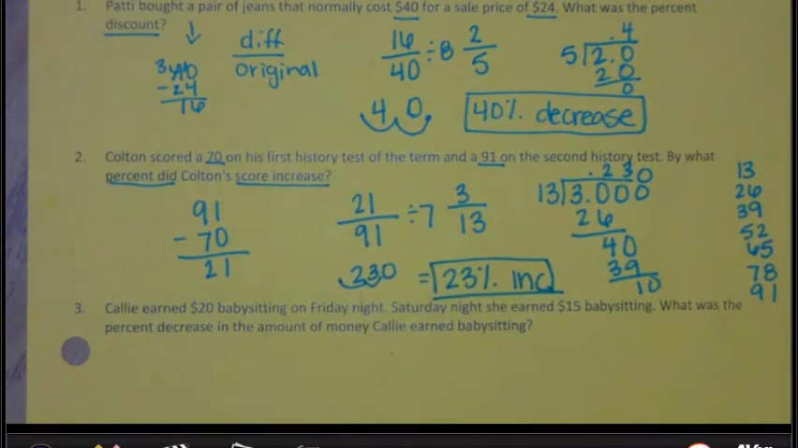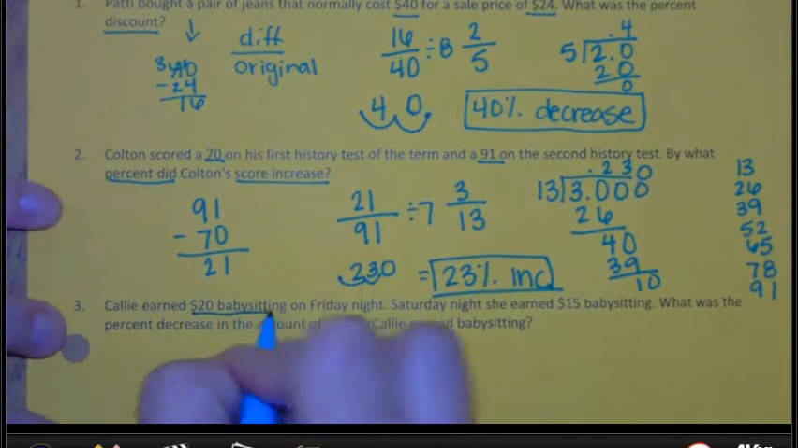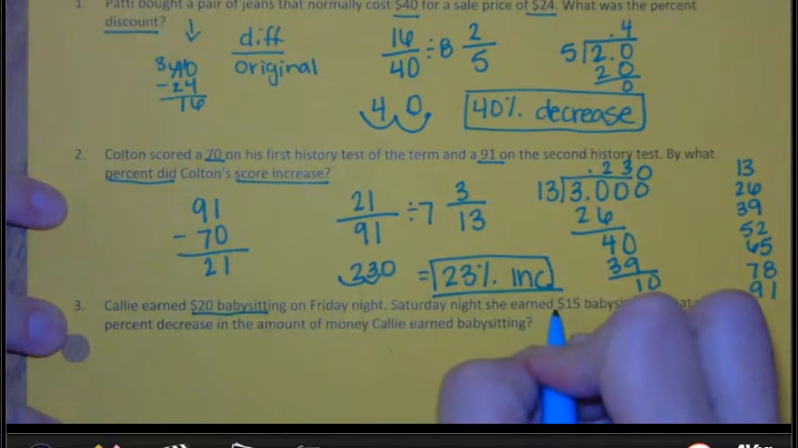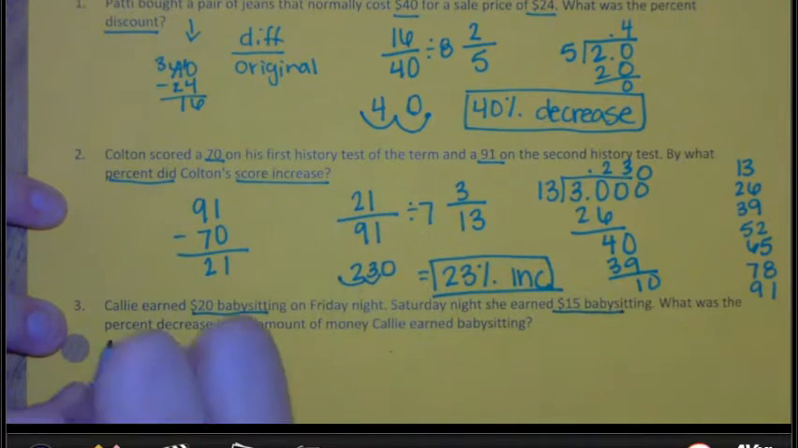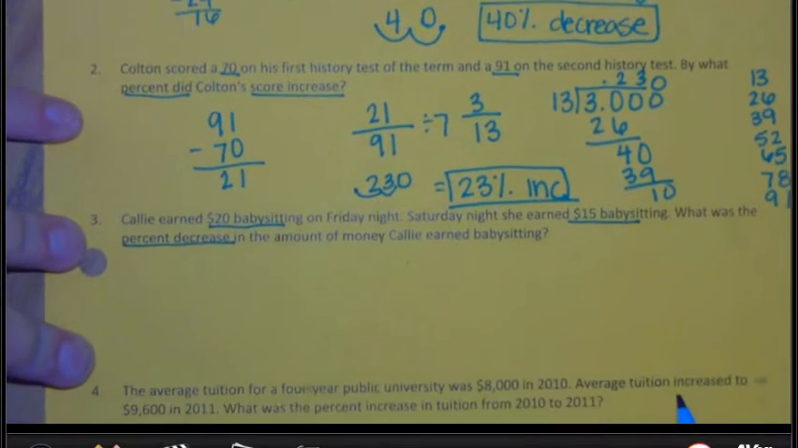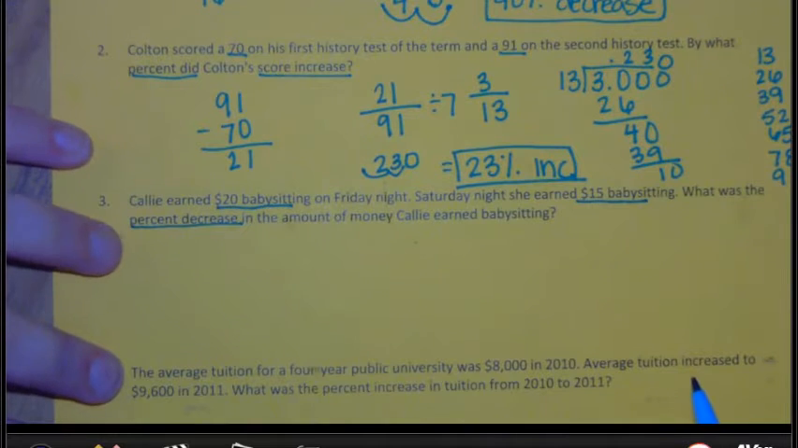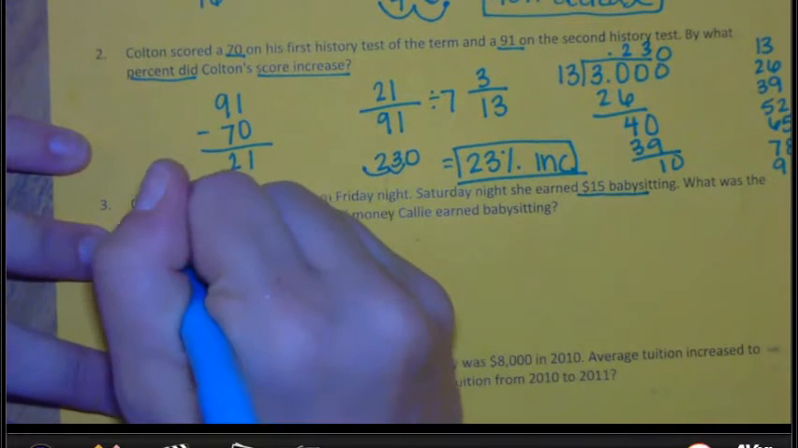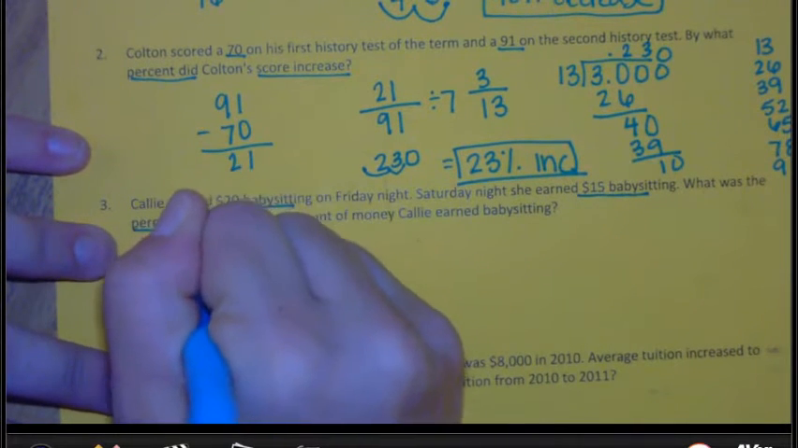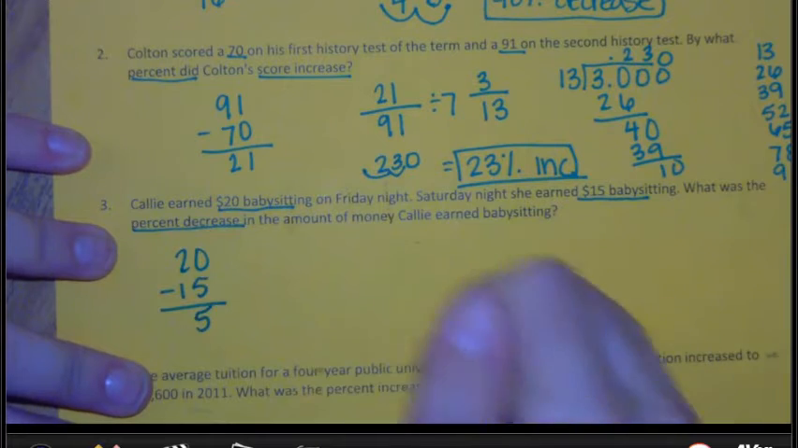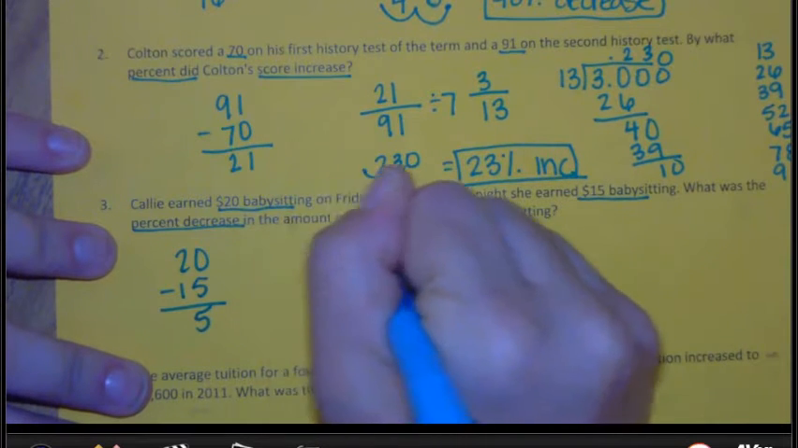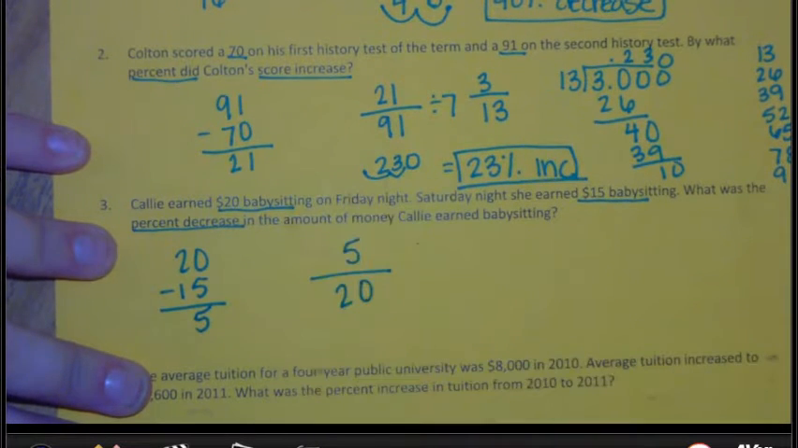23% increase. All right, number 3. Callie earned $20 babysitting on Friday night. Saturday night, she earned $15 babysitting. What was the percent decrease in the amount of money Callie earned babysitting? All right, so difference. So 20 minus 15 is $5. So I'm going to take my difference over the original of 20.